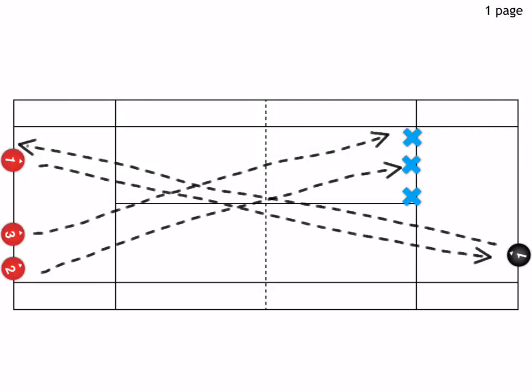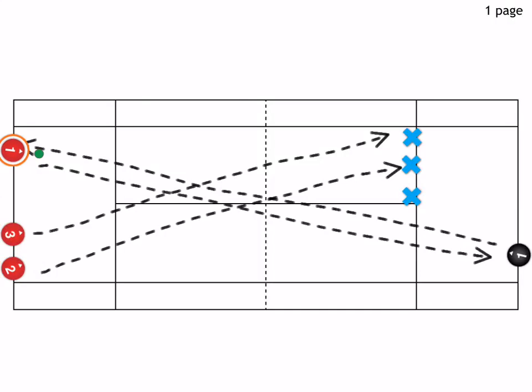So here in this drill, all players start on the baseline at one end of the court. Here we have 2 and 3 serving to the service court here on the deuce side, and they're trying to hit the markers in the service box.